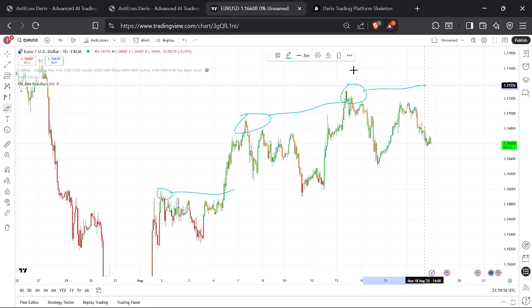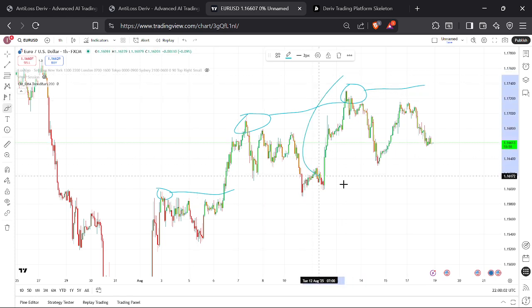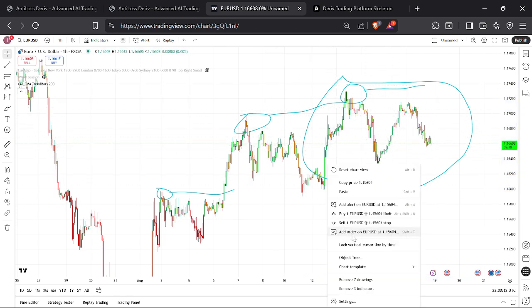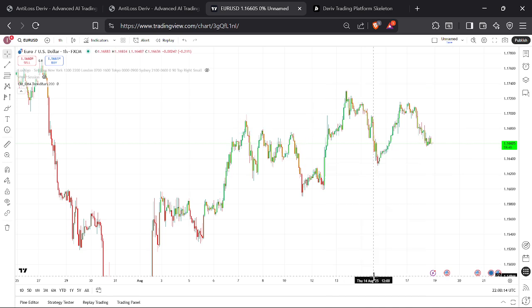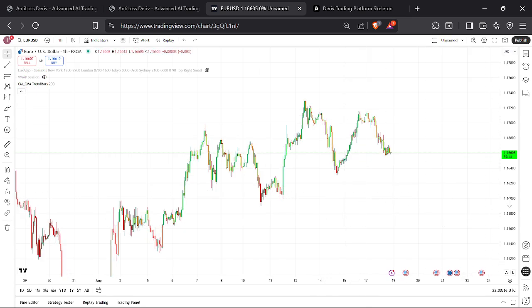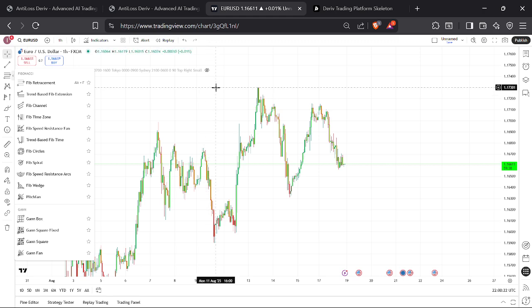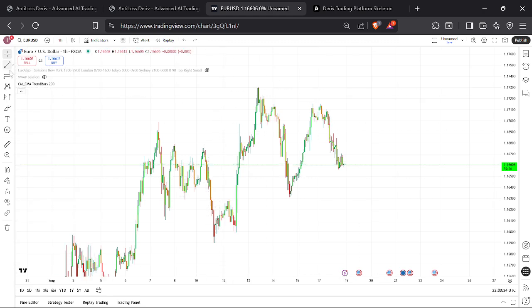Now our interest comes to this level where we have this high that has not been taken out right here. So we'll delete everything and we'll try to analyze and see what's happening in this level right over here. So I'll delete everything and zoom in a little bit, and I'll draw my 50% tool right like this.